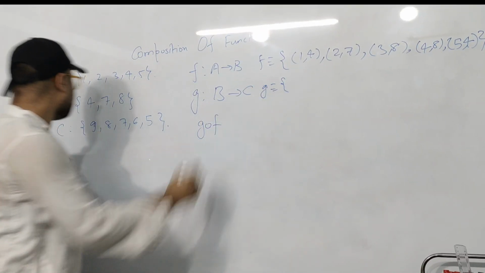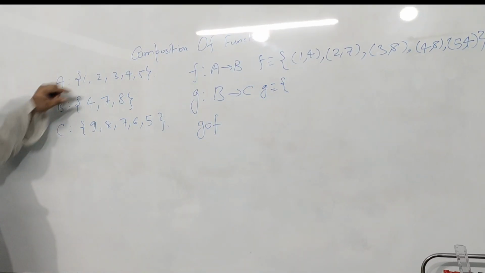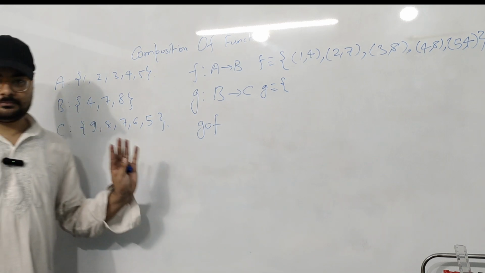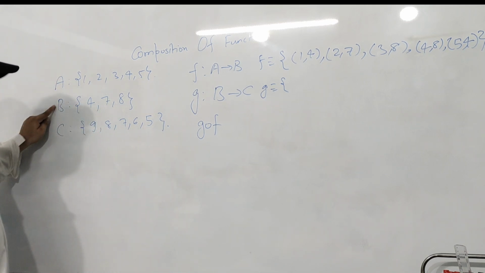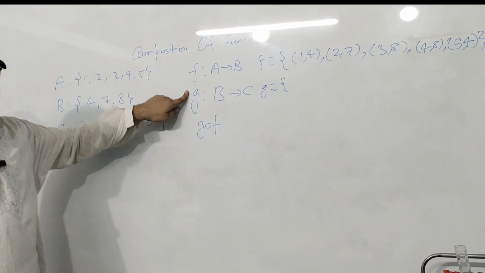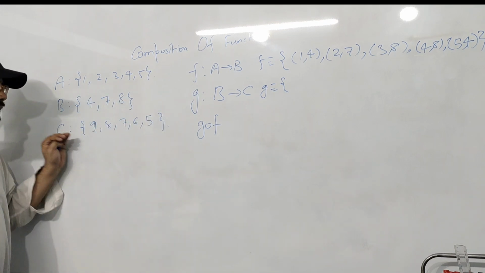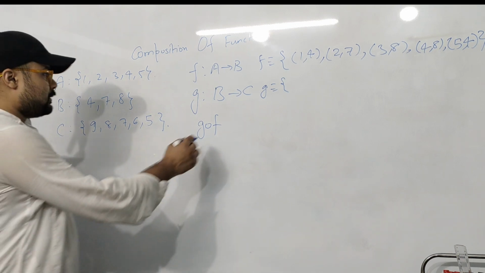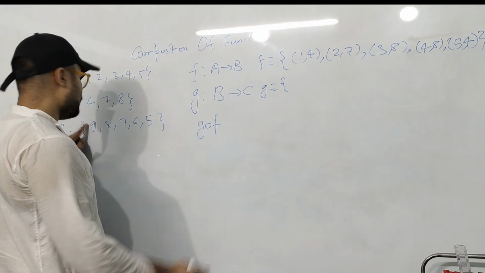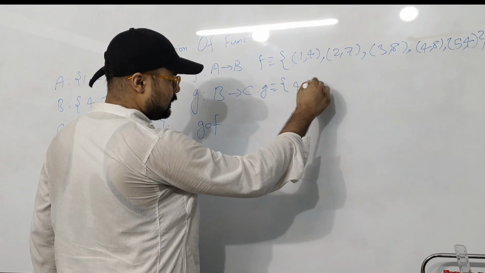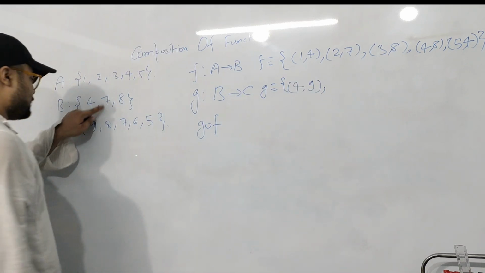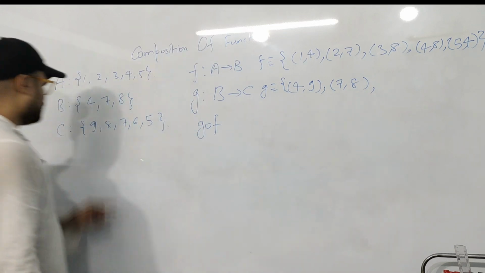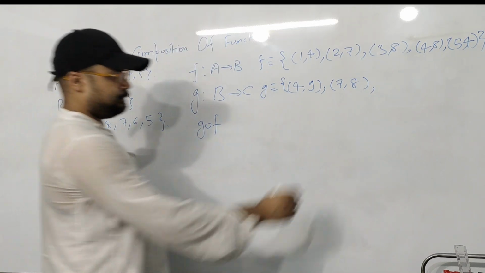G is from B to C. Now in this case one-one is possible. From B to C, we can make G one-one because the number of elements in the codomain is more than the number of elements in the domain. So let's make it one-one. 4 and 9, 7 and 8, 8 and 6.